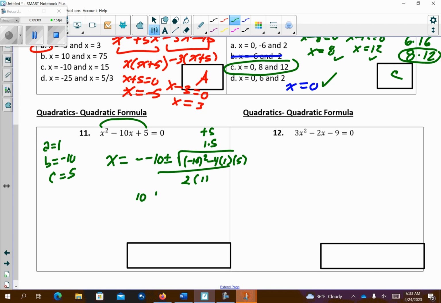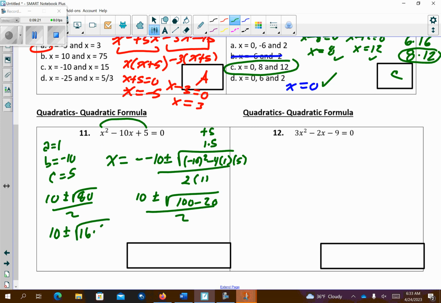So positive 10, I get 100 minus 20 over 2. Bring it over here. Root 80 over 2. You have to think about breaking root 80 down. So you think of your biggest perfect square. 4 definitely works, but you know what bigger works? 16. 16 times 5 is 80. So the square root of 16 is 4, so I get 4 root 5 over 2.